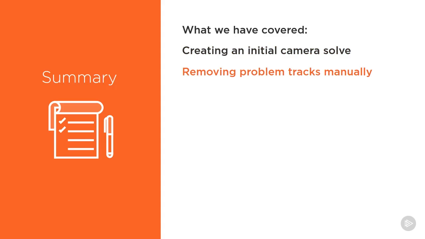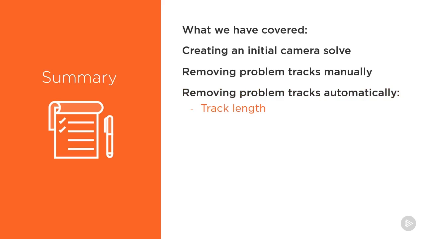We then took a look at removing some of the problem tracks manually. That was when we were trying to select them in the 2D view, match them to the 3D view, and delete them. After that, we took a look at removing problem tracks automatically. That was when we used several different features that included our track length, our track error, and our max track error. We started bringing those down, or in the case of the track length, bringing them up, in order to start getting rid of the tracks that really were not providing anything useful, and ended up bringing our error level down pretty significantly.